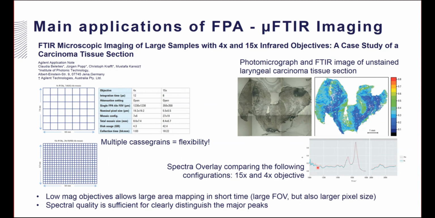And as you can see, even by using a low magnification, which gives us a lower resolution and a lower signal to noise, we can still obtain good results. So low magnification objectives allow large area mapping in a short time. They have a large field of view but, on the other hand, a large pixel size, so low spatial resolution. But still, for screening, they provide enough spectral quality to do large area mapping.